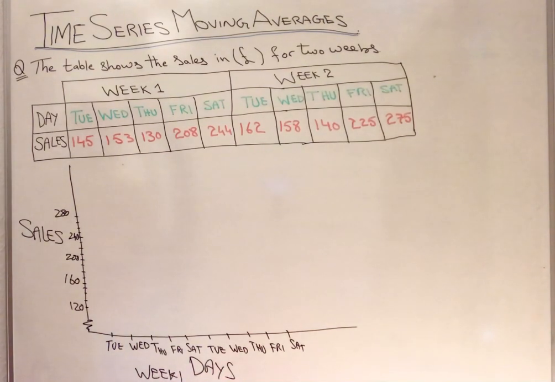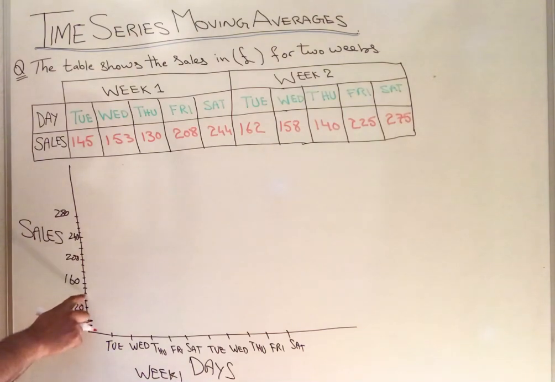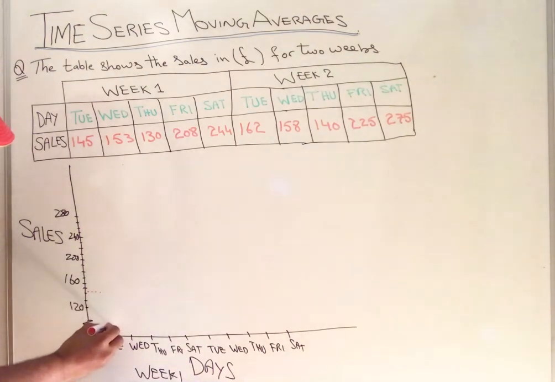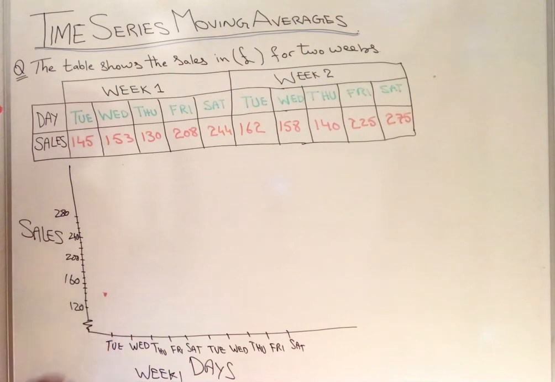First of all, in our first part, they said that we have to plot these points on a graph paper for the time series. So now we are plotting the points. On Tuesday, you can see here, Tuesday is 145, so that's between 140 and 150. This is our point, and we just leave the point as it is.